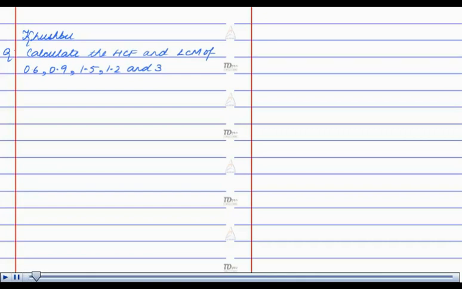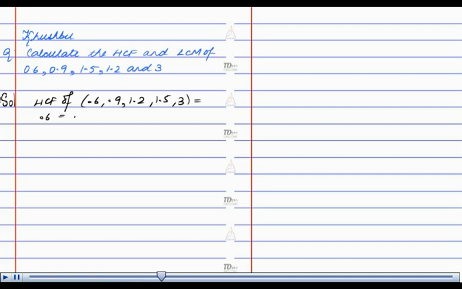Hello, I am Khushbu. The question is, calculate the HCF and LCM of 0.6, 0.9, 1.5, 1.2 and 3. The HCF of 0.6, 0.9, 1.2, 1.5 and 3 can be found out by first factorizing the terms.